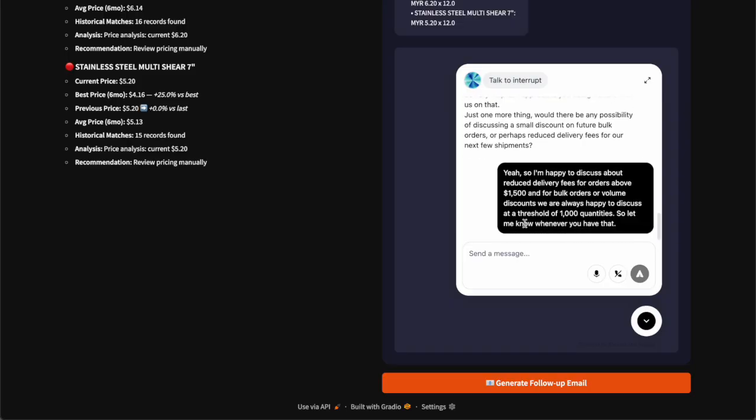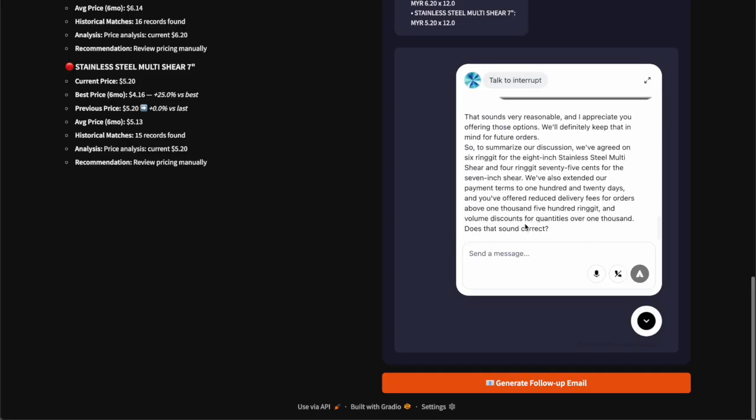That sounds very reasonable, and I appreciate you offering those options. We'll definitely keep that in mind for future orders. So, to summarize our discussion, we've agreed on 6 ringgit for the 8-inch stainless steel multi-shear and 4 ringgit 75 cents for the 7-inch shear. We've also extended our payment terms to 120 days, and you've offered reduced delivery fees for orders above 1,500 ringgit and volume discounts for quantities over 1,000.